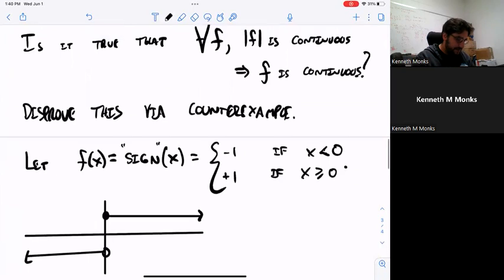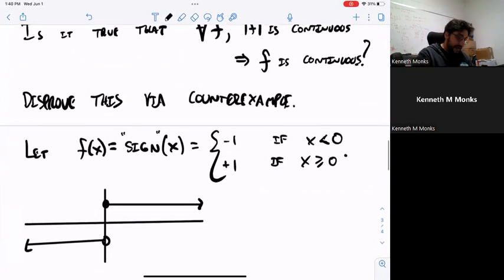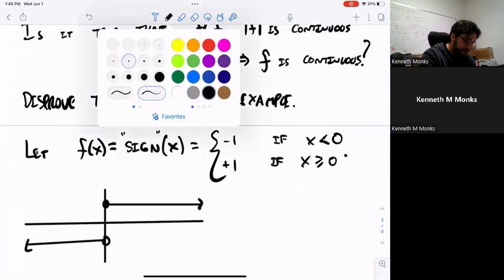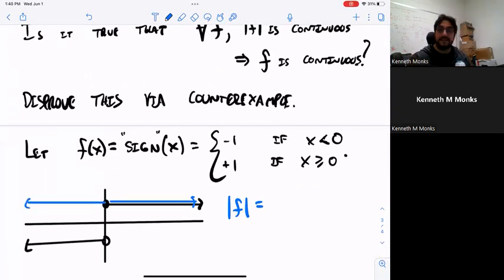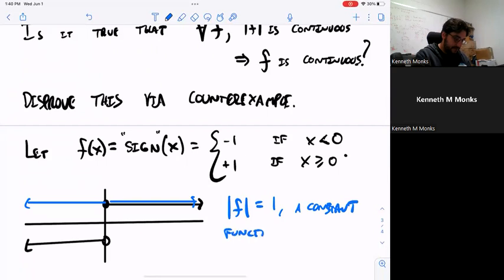Well, if I look at this function, what do I have? I have the absolute value of this function would be what? Well, the absolute value of this function would be identical over here, but on the left-hand side, it would flip up to positive 1. So the absolute value is actually just the constant function 1. And constant functions are continuous.